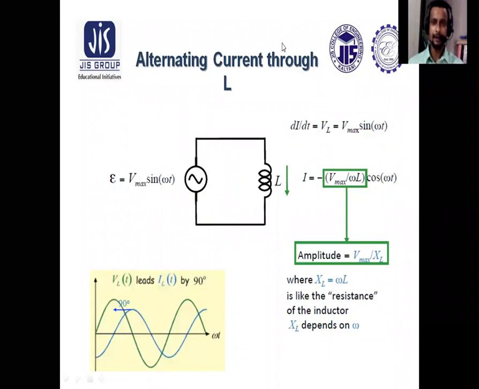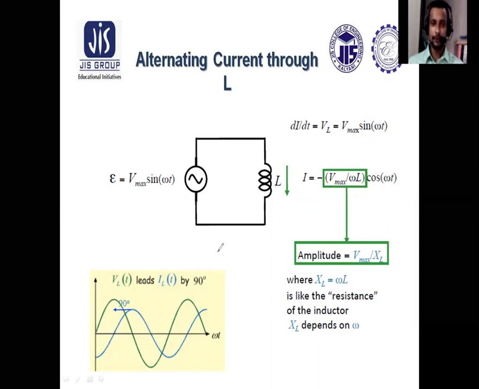Similarly, see here, I equals Vmax by omega L, where this omega L term is acting as resistance. Resistance of what? Resistance of the inductor, which is known as inductive reactance. It is generally denoted by XL. So XL equals omega L. It is like the resistance of the inductor, which depends on omega. Okay.